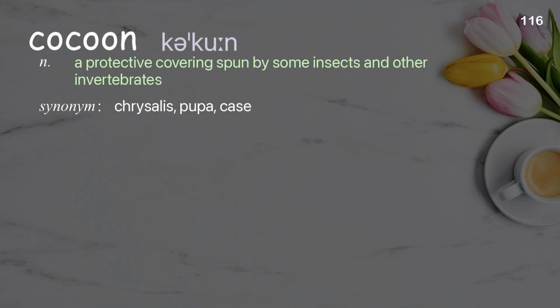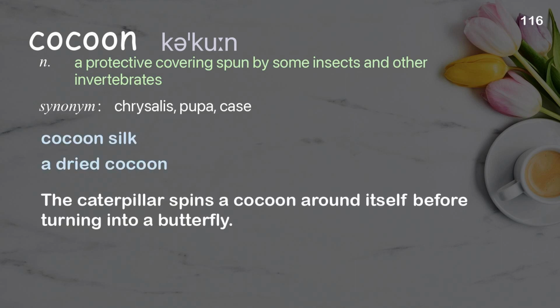Cocoon. A protective covering spun by some insects and other invertebrates. Examples: cocoon silk. A dried cocoon. The caterpillar spins a cocoon around itself before turning into a butterfly.